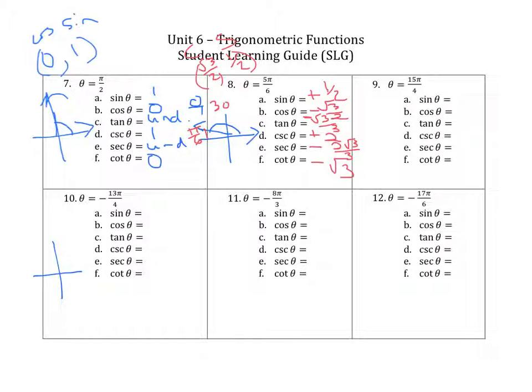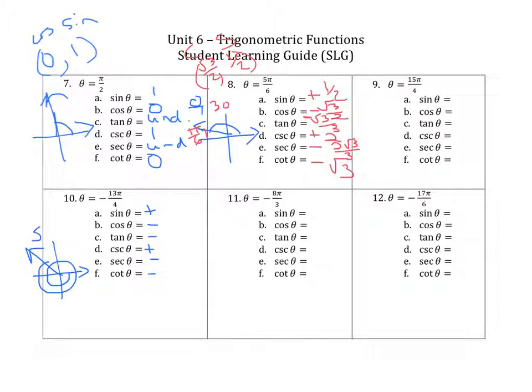Number 10, we're going to draw the angle of rotation. It's divided into 4s. We're going to start here, and it's negative, so I go 4, 8, 12, 13, so I'm up here in the second quadrant. I know that this is All Students. Again, the sine and the cosecant are positive. That means everything else is negative.